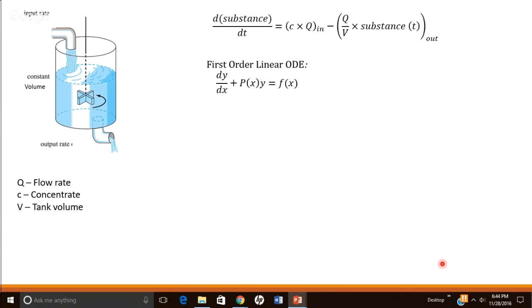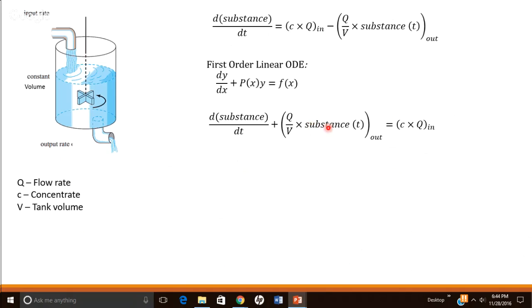The standard form of a first order linear differential equation is dy/dx plus p of x times y is equal to f of x. So there's the standard form. Now this is a first order linear differential equation, but it is not in standard form. So let's go ahead and change this to standard form. Since you've got the derivative on this side, we're going to have to put the variable and its coefficient, add that to both sides, and you'll see that now it's in standard form.